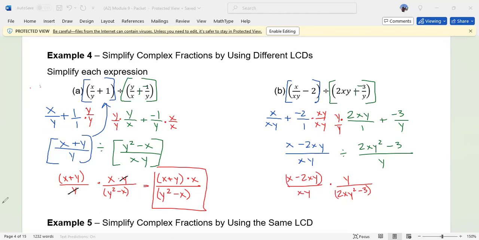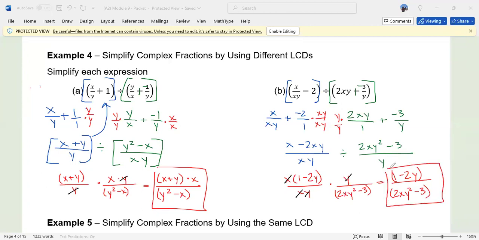We can factor out a y, and there's actually one more thing that we're going to be able to factor. Let's go ahead and look at this top piece. Now, this top piece, we have x minus 2xy. There's actually a GCF of an x, so let's factor out an x to be 1 minus 2y. So now we're going to be able to cancel out the x's as well as the y's, leaving us with a simplified rational expression of (1 minus 2y) over (2xy squared minus 3).